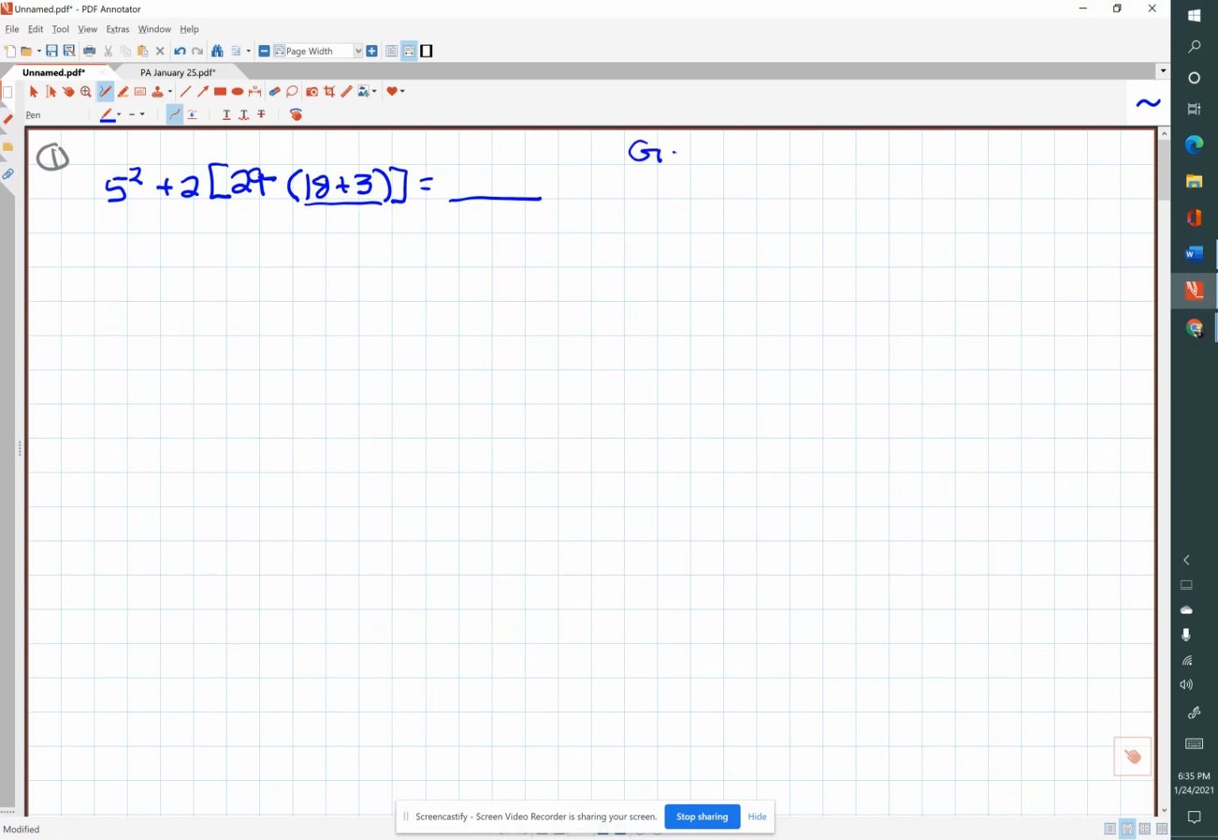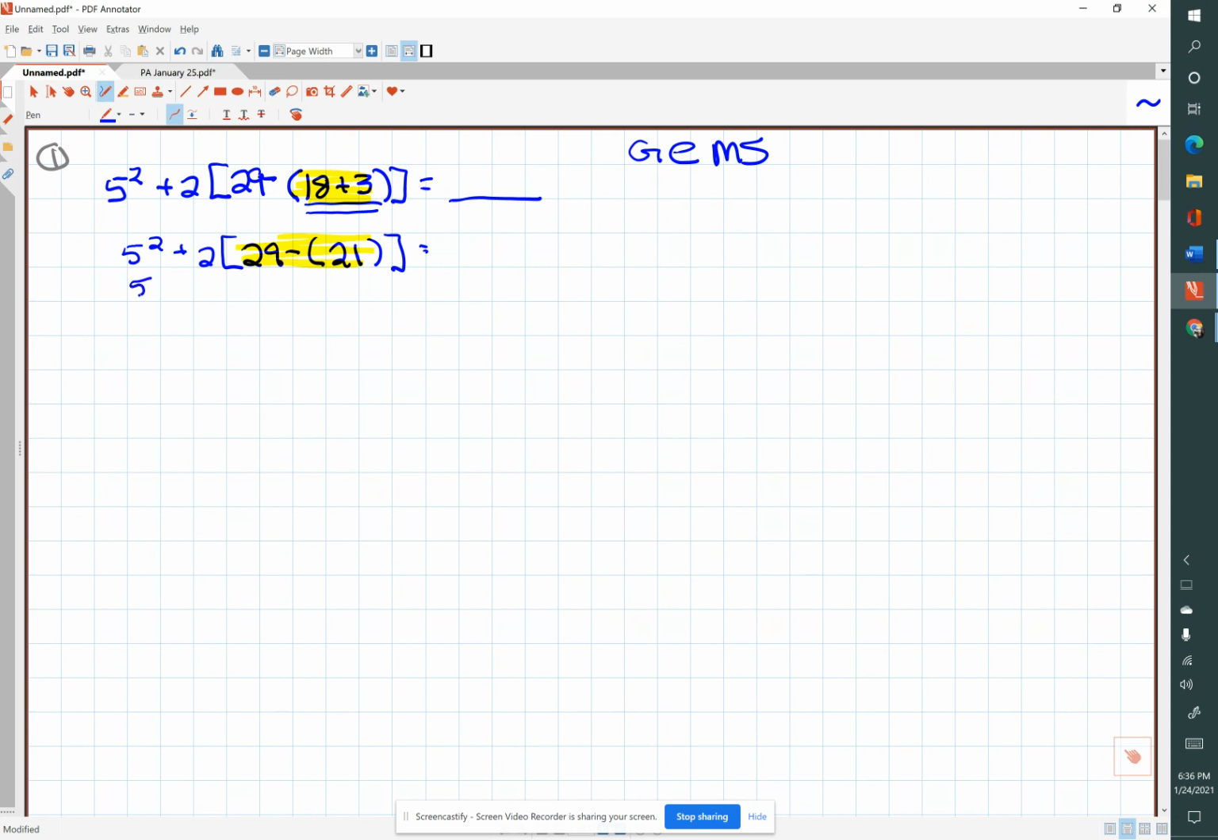Remember, GEMS. Grouping symbols, very important in this problem. We'll start with 18 plus 3. Let's get that highlighter going. This is where we start. So 5 squared plus 2 times the quantity of 29 minus 18 plus 3 is 21. Okay, now still with the grouping symbols. Okay, we haven't finished those yet. So we've got 29 minus 21.